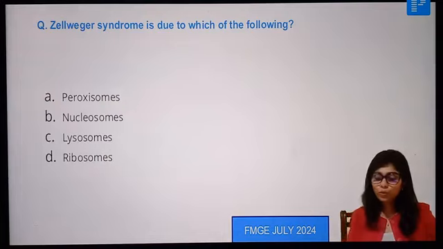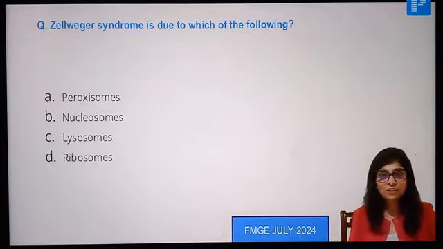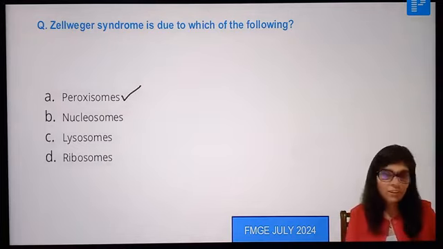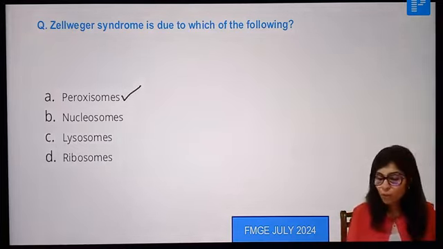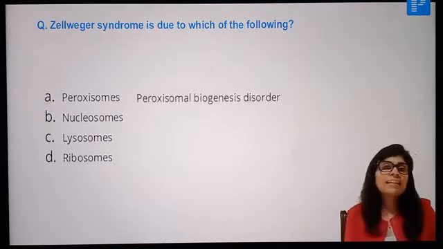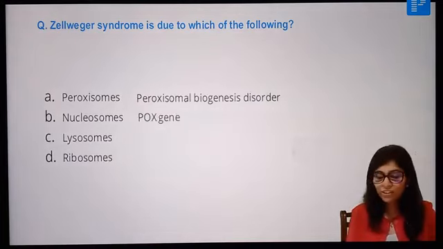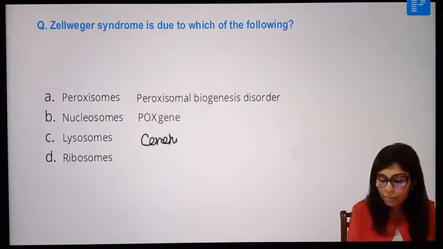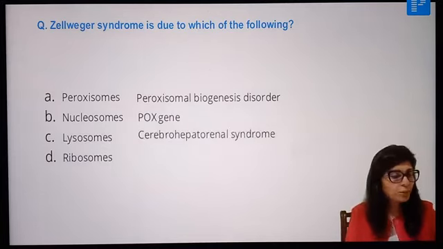Zellweger syndrome is due to which of the following disorders? Zellweger is a peroxisomal disorder. Do you understand this? Answer is peroxisome. So peroxisomal biogenesis disorder is Zellweger syndrome, and it is caused by the defect of the PEX gene. PEX gene mutation causes Zellweger syndrome, and this is called the cerebrohepatorenal syndrome. Please memorize it. What is it called? The cerebrohepatorenal syndrome.